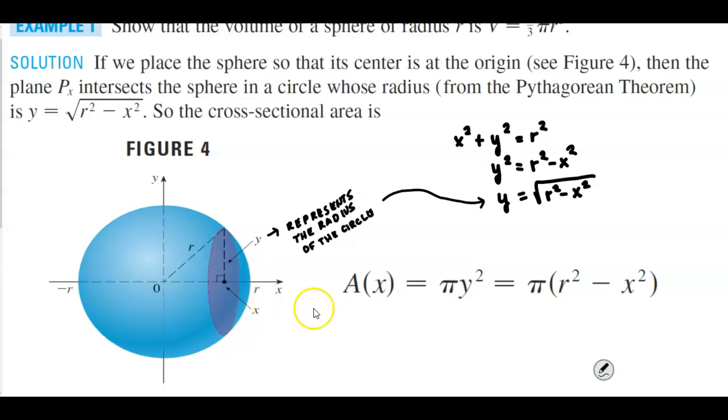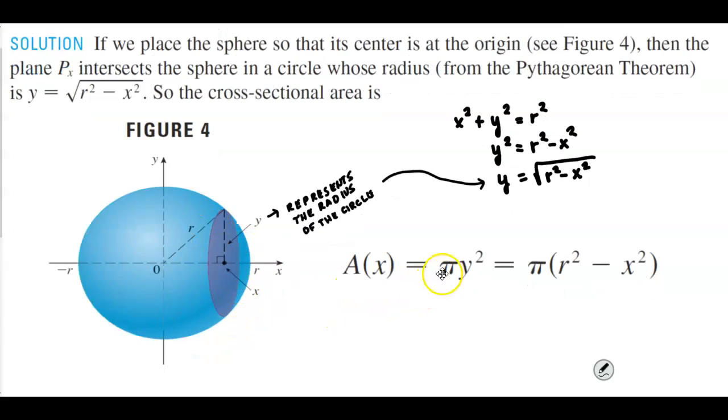So if we want to find the area of that circle, it's going to equal pi r squared. Well, the radius is represented by y, and we solved for y. So therefore, we're going to substitute y to be the square root of r squared minus x squared, squared, which becomes r squared minus x squared, times pi. So therefore, A of x, meaning the area of that particular circle, is equal to pi times the radius squared.